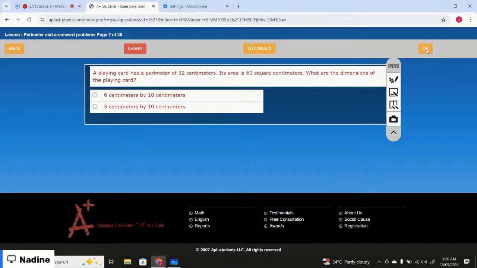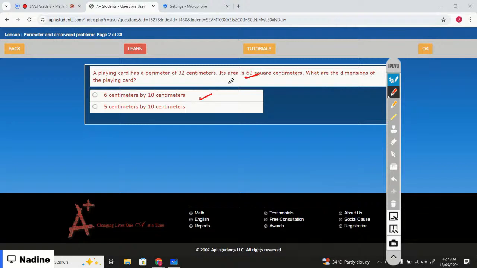You have to see the perimeter is 32. The area is 60, right? The area means you have to do length times width. You are given two options, 10 and 6, and 5 and 10. So when you do 10 times 6, that makes 60. So that means it satisfies the area.